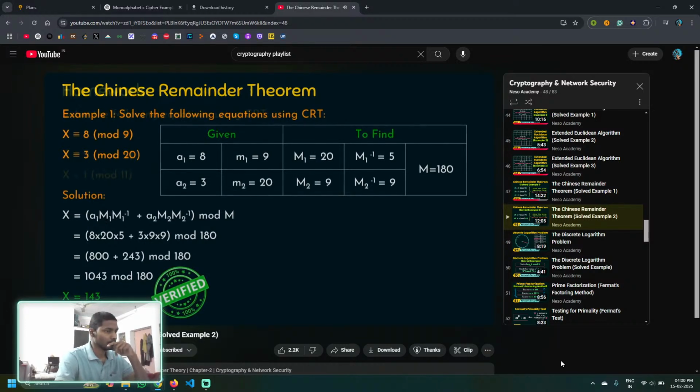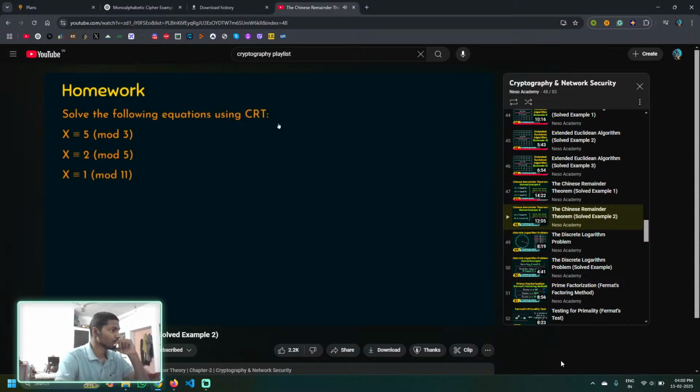Before we sign off, let's see the homework question. The question is, solve the following equations using CRT. The equations are x is congruent to 5 mod 3, x is congruent to 2 mod 5, and x is congruent to 1 mod 11. Please note here 3, 5, 11 are relatively prime to each other. Hence, there exists a unique solution for this question.